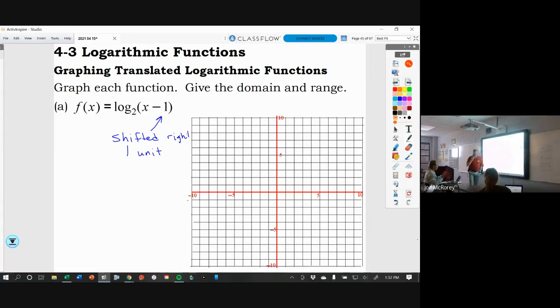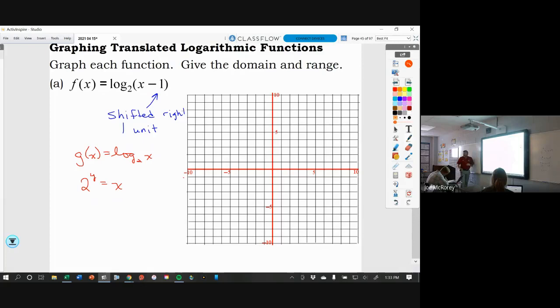So what I'm going to do is graph a related function. Instead of graphing f of x, I'm going to graph g of x, and g of x is going to be log base 2 of x. Let's rewrite it in exponential form. The base is 2. The power is y. The thing is x. We're going to graph this related equation.